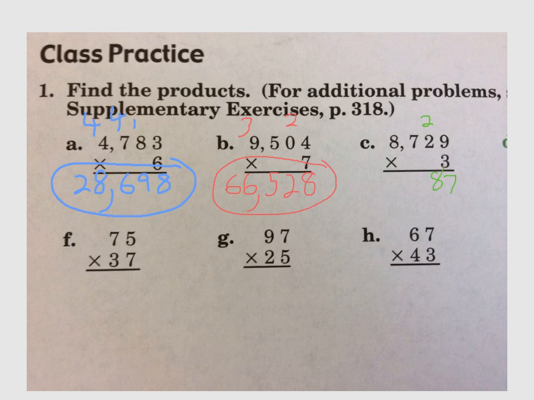3 times 7 is 21. Put the 1 and carry the 2. 3 times 8 is 24, plus 2 is 26. And our comma will go after 3 places. 26,187.